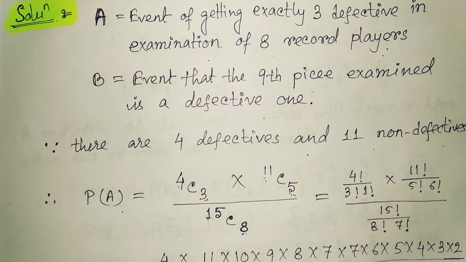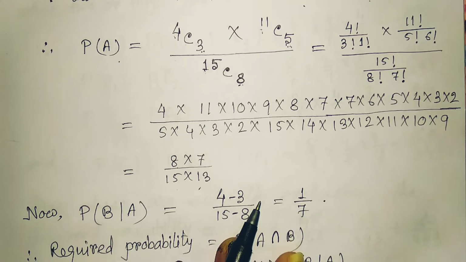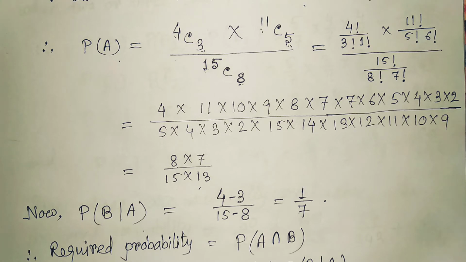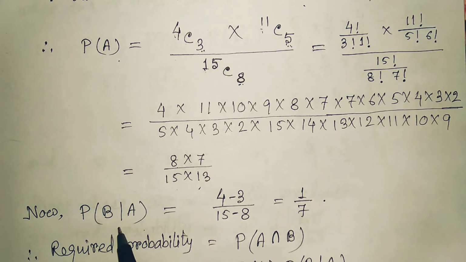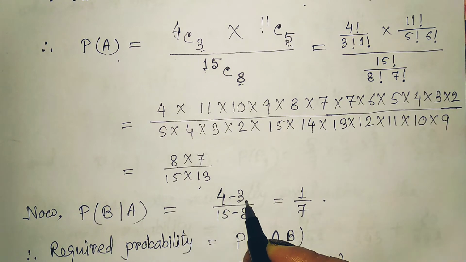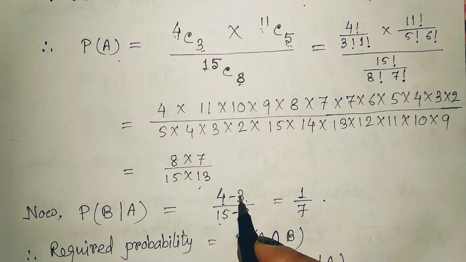So if we simplify this, we find that its probability is 8 into 7 by 15 into 13. Now it is the probability of B given A. That means the 9th piece examined is defective, provided all 3 defectives were selected in the previous 8 records. That means the 9th one is the last defective. So for its probability, we find that the remaining 1 record player is defective, and the remaining total is 7 players. So out of 7, 1 is defective.